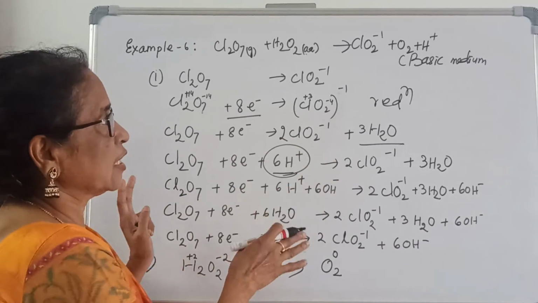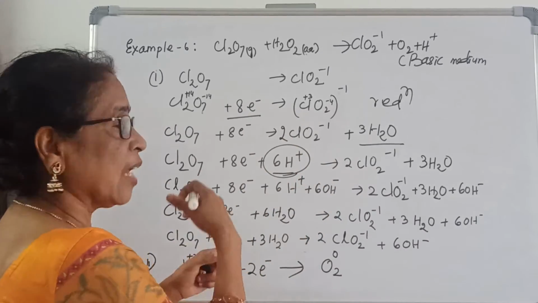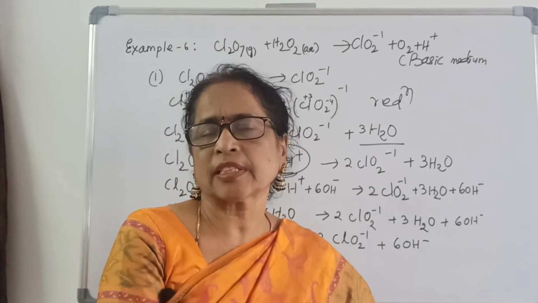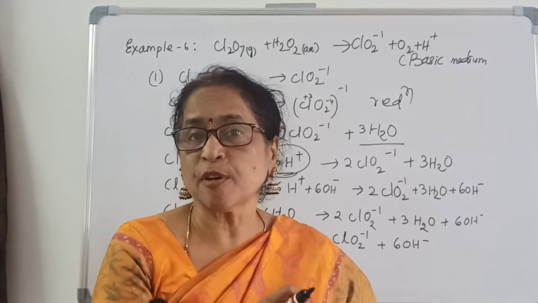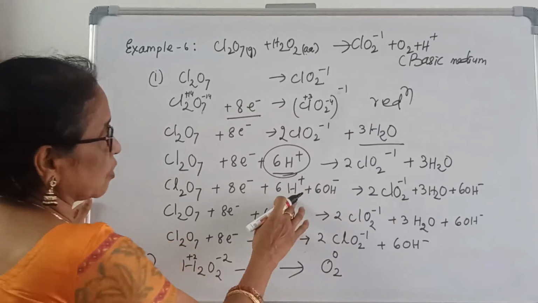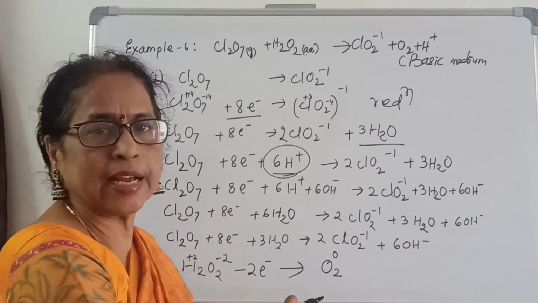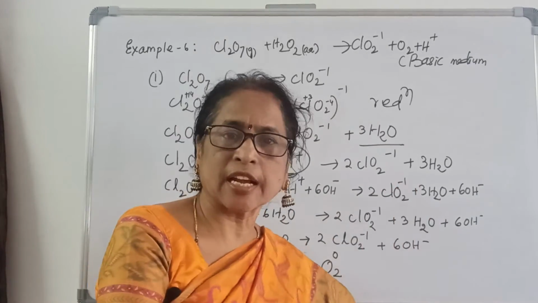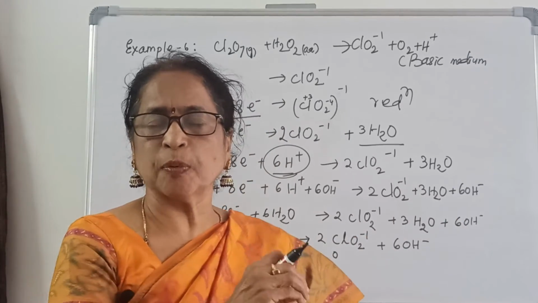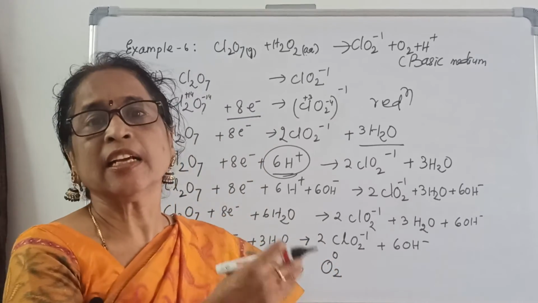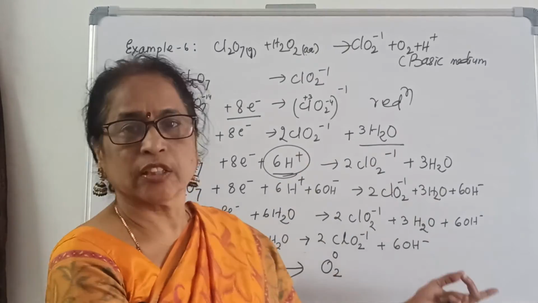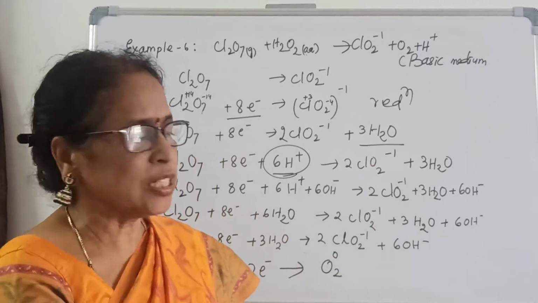Now it is balanced. Since it is basic medium, how many H plus is added and where? On the reactant side, I should add the same number of OH minus. So here I have added 6 OH minus on the reactant side. Not only the reactant side but also on the product side I have added 6 OH minus, because what is the rule? Whichever side the H plus ions are present, you add the same number of OH minus, and side by side on the other side also you add the same number of OH minus.